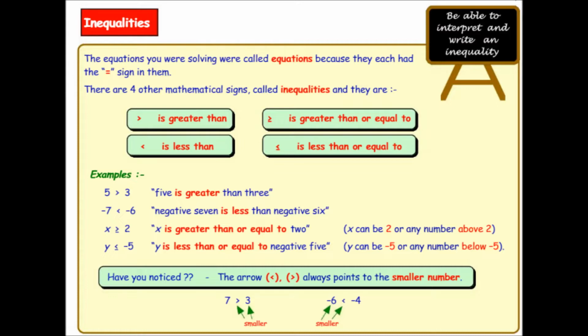So here are the examples, and these are all things that you know already. 5 is greater than 3, minus 7 is less than minus 6, or negative 7 is less than negative 6. And here you've got x is greater than or equal to 2. That means that x could be 2, 3, 4, 5, 6, 7, and on into infinity. And y is less than or equal to minus 5, which means that y can equal minus 5 or minus 6, minus 7, minus 8, on into negative infinity.